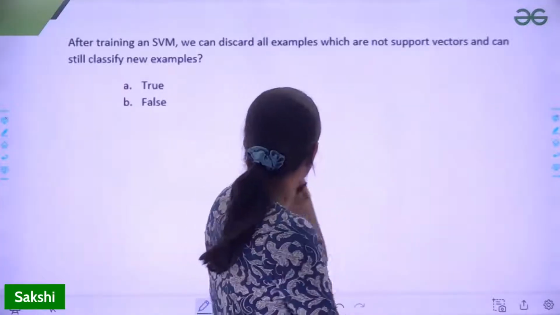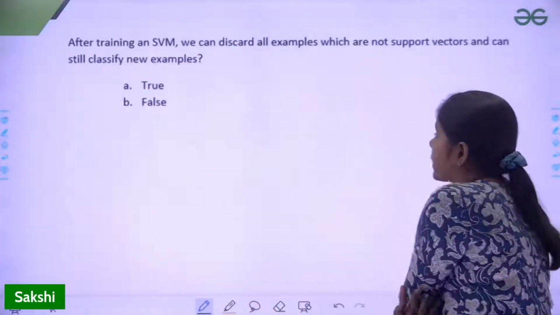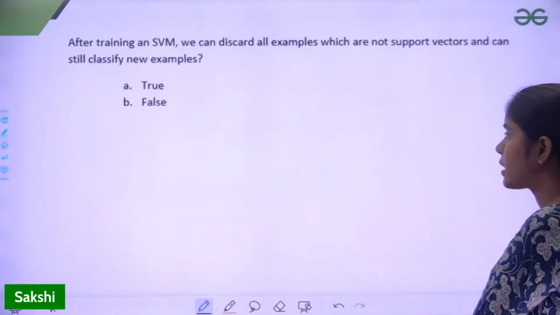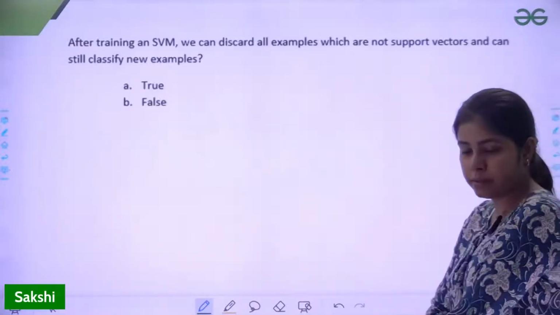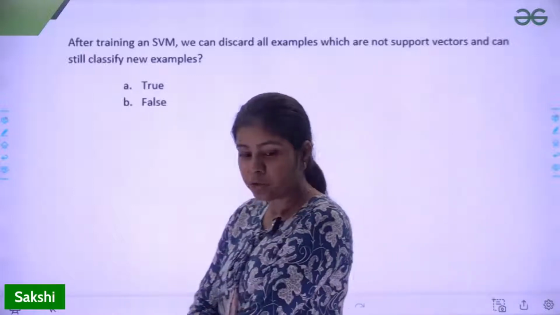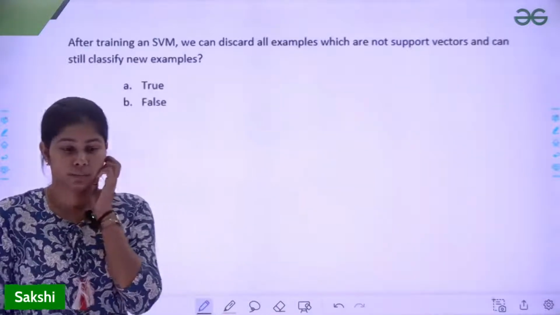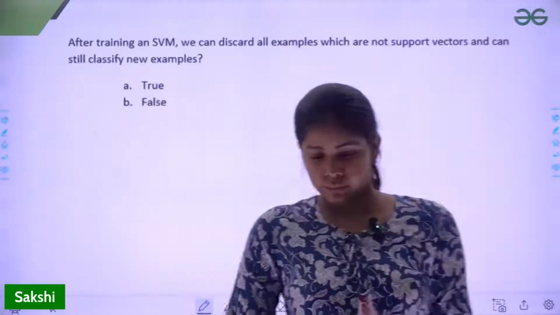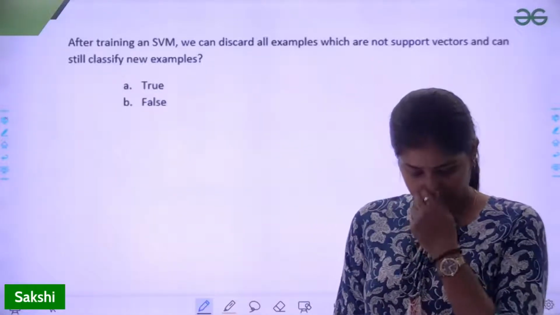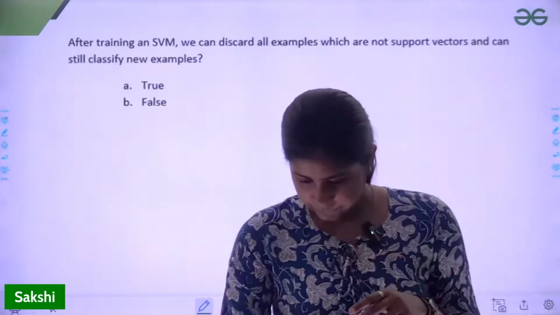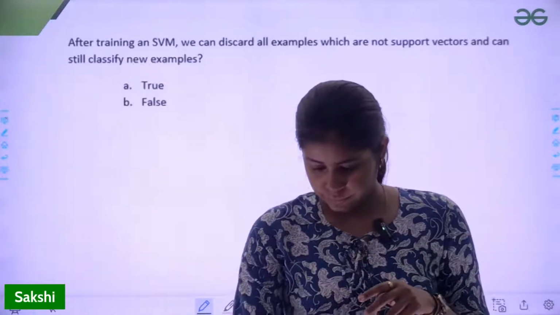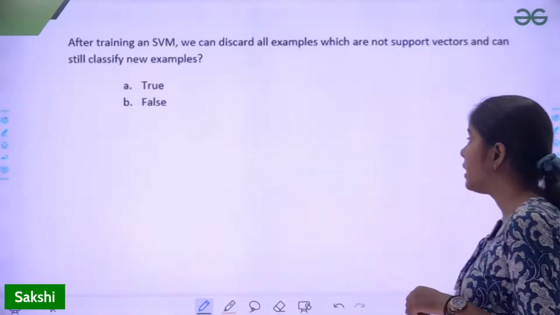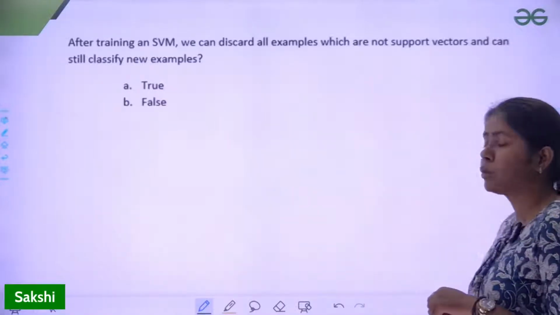Okay, we have one more question: after training an SVM, we can discard all examples which are not support vectors and can still classify new examples. True or false? Just let me know the answer of this question.